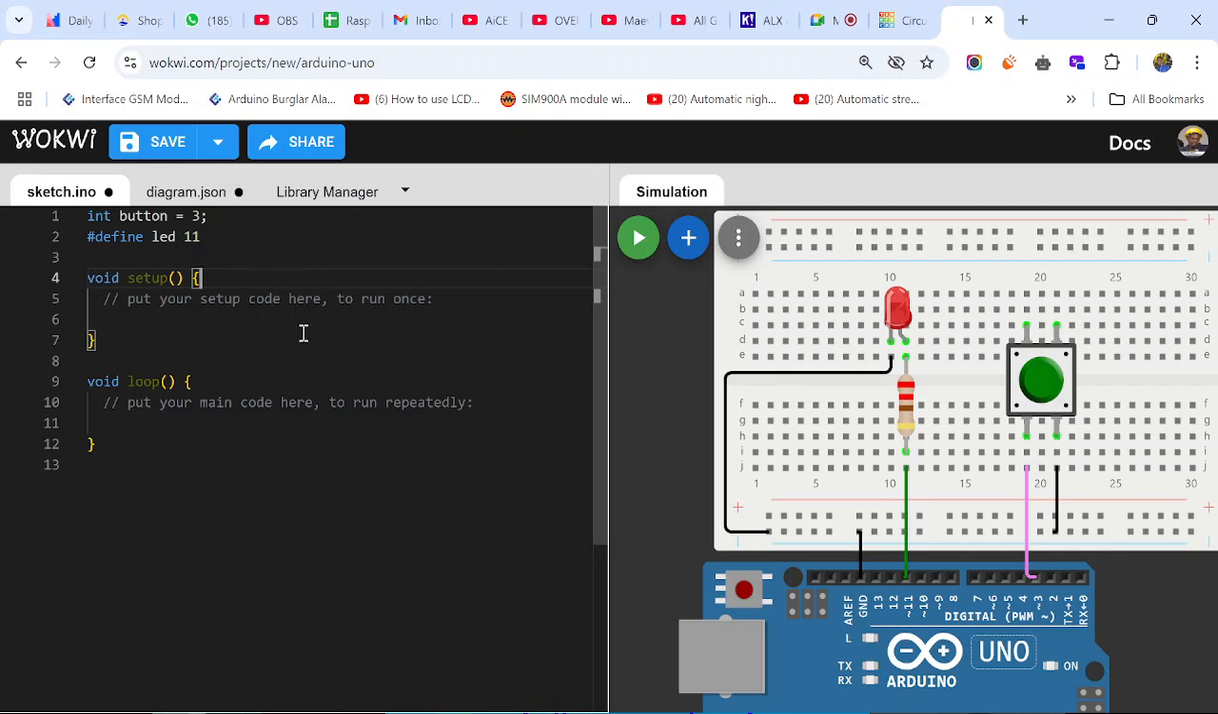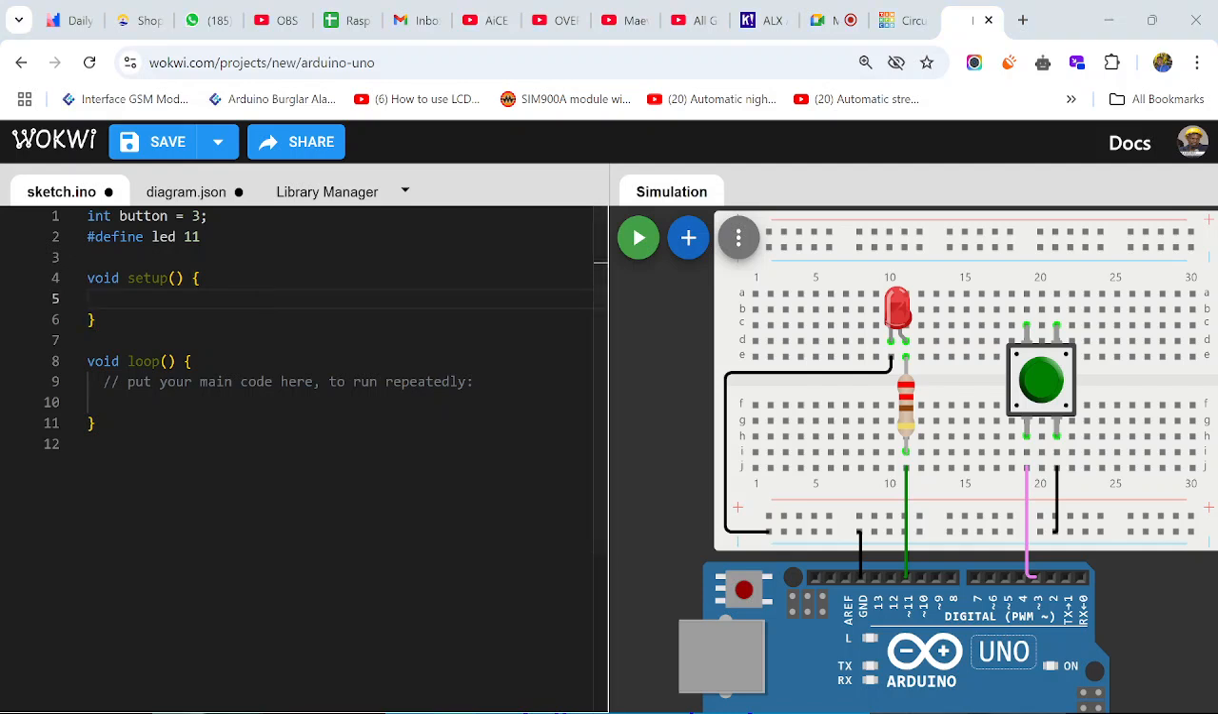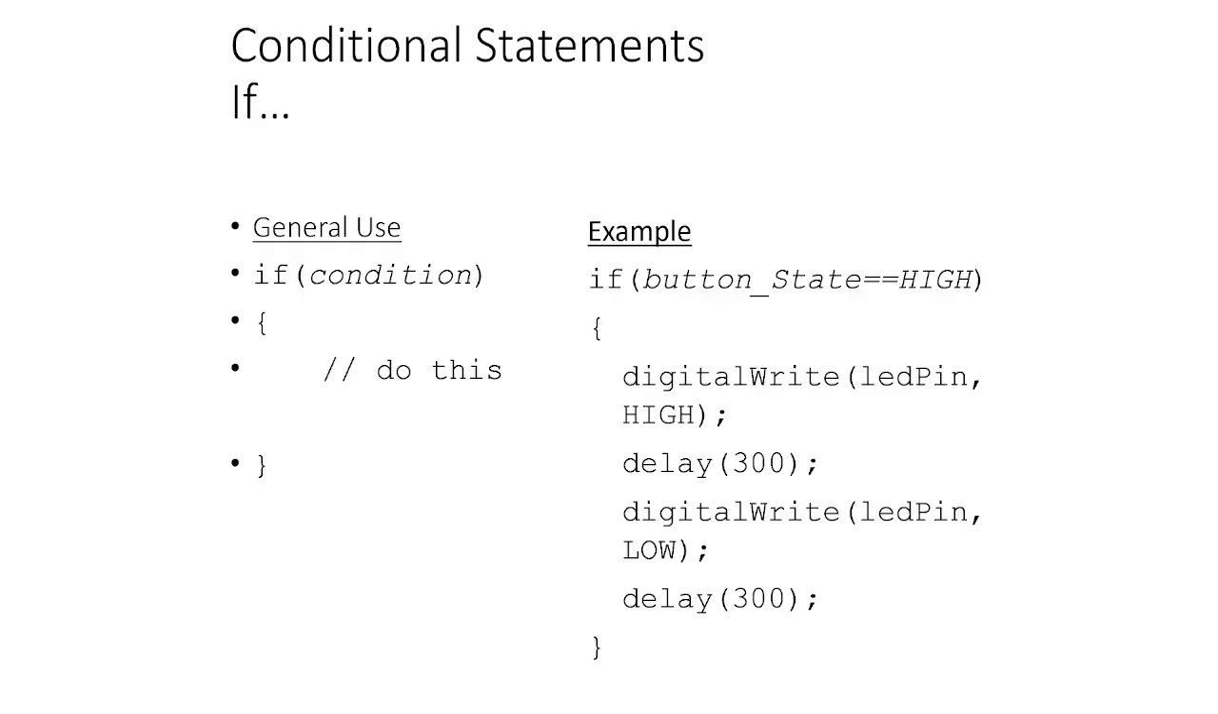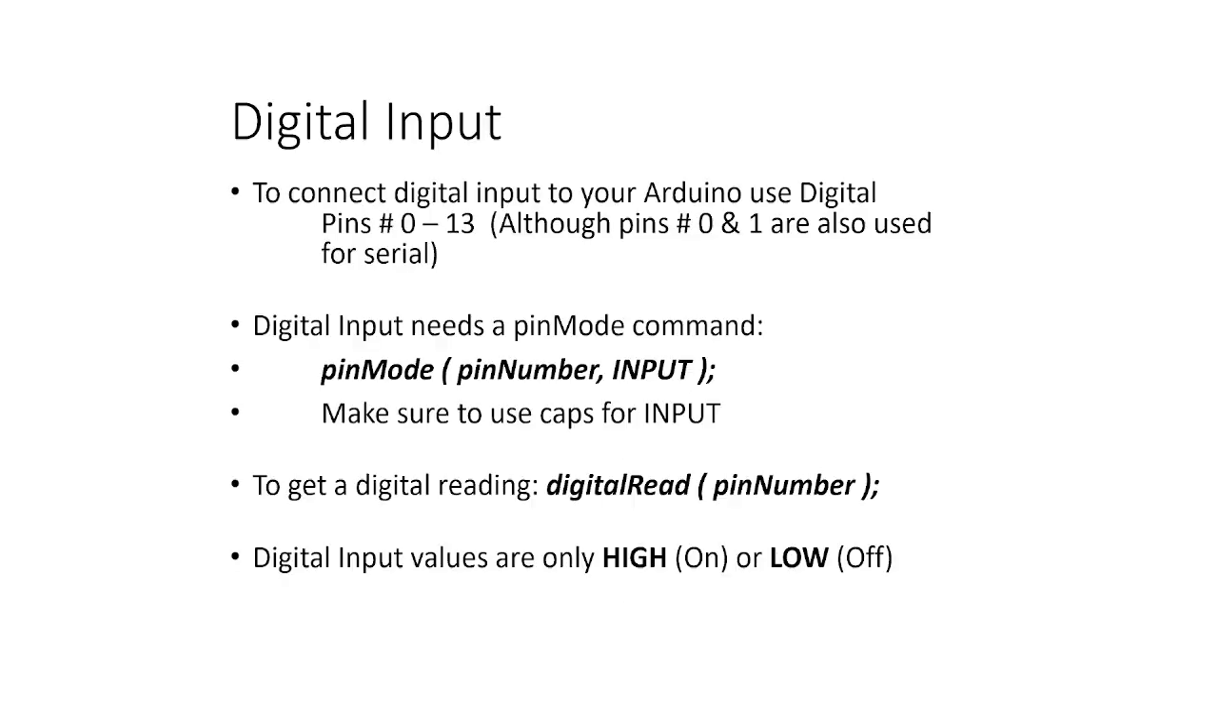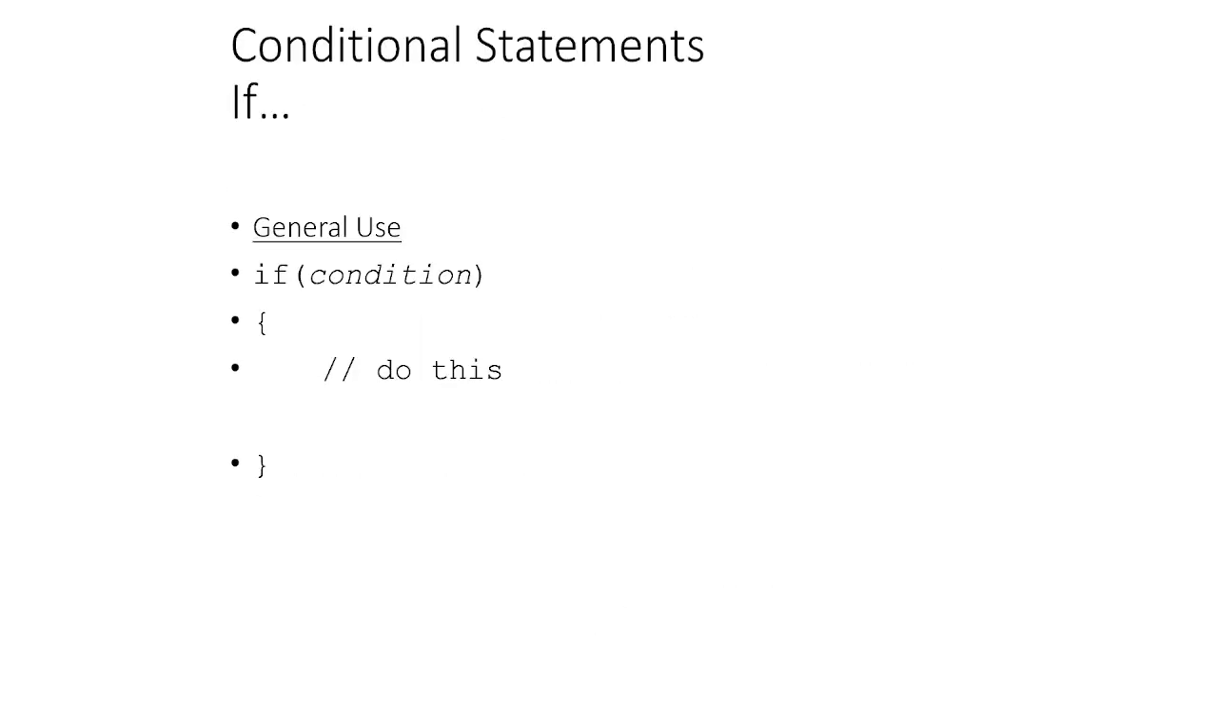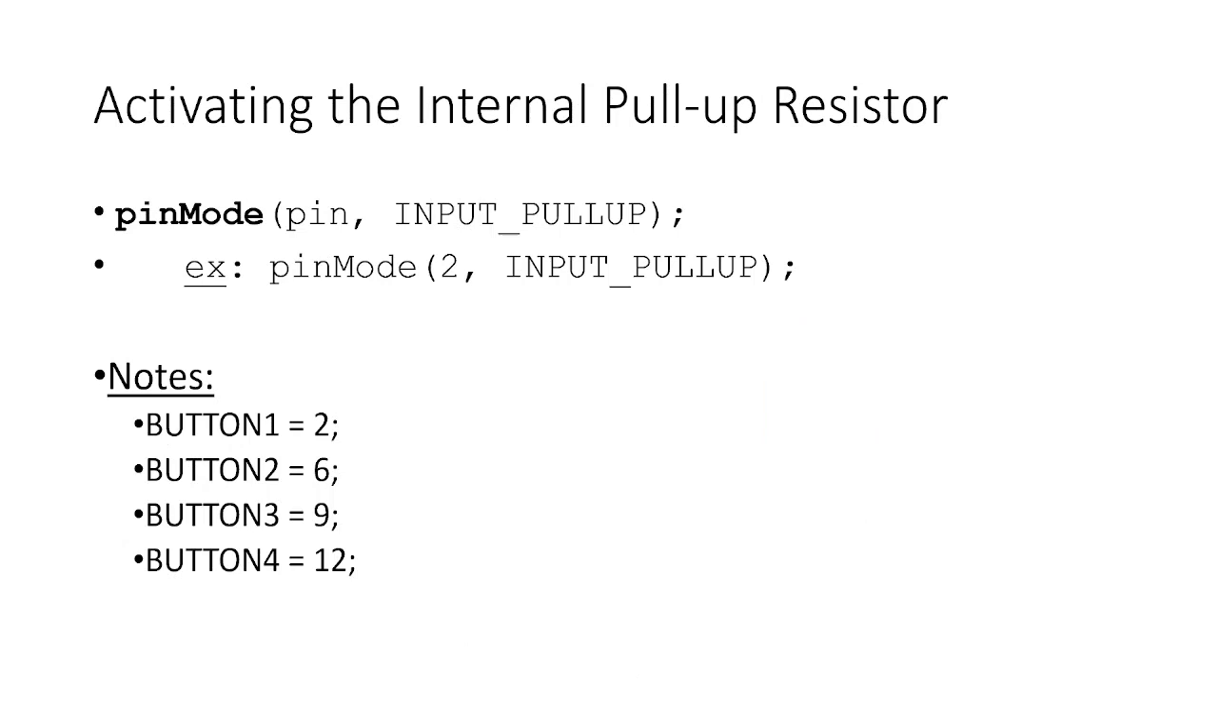So after doing that, because this is a comment, we can even delete it. It's not part of the code. So we said, before this we need to define the button as input. So we're going to define the button now.